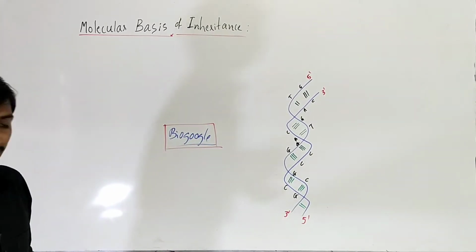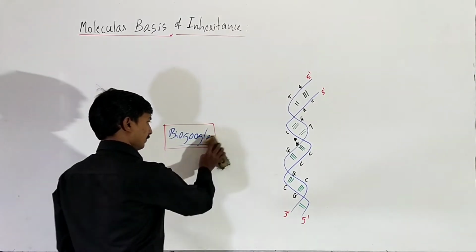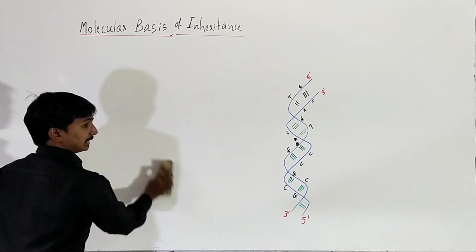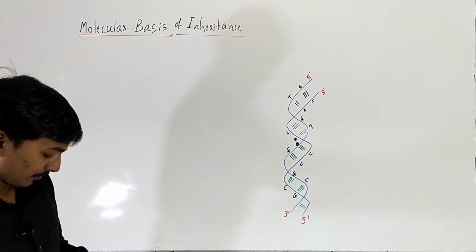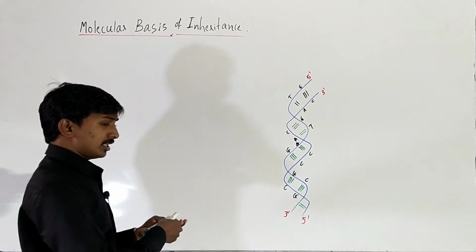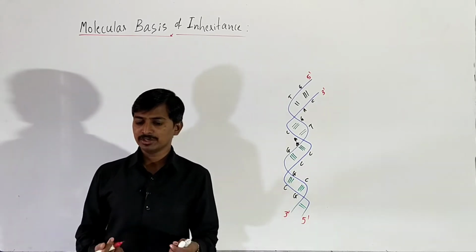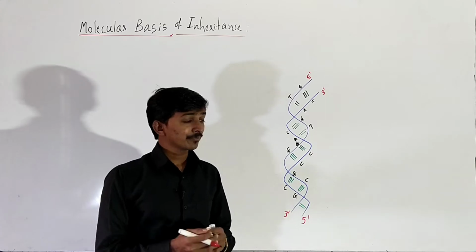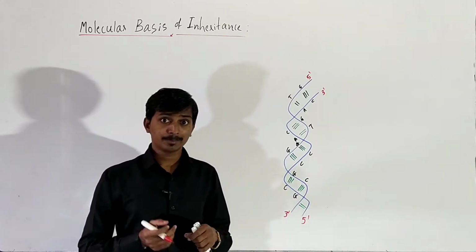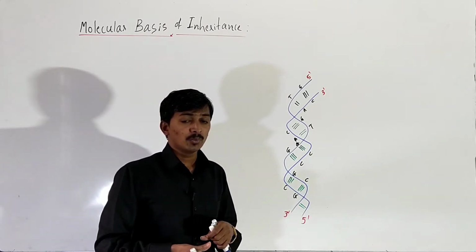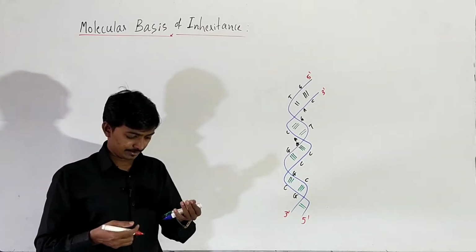Without wasting time, let us move on to the chapter, that is molecular basis of inheritance, right? In a previous chapter, principles of inheritance and variation, we discussed inheritance. Principles of inheritance means what were the rules for inheritance, what were the patterns of inheritance.